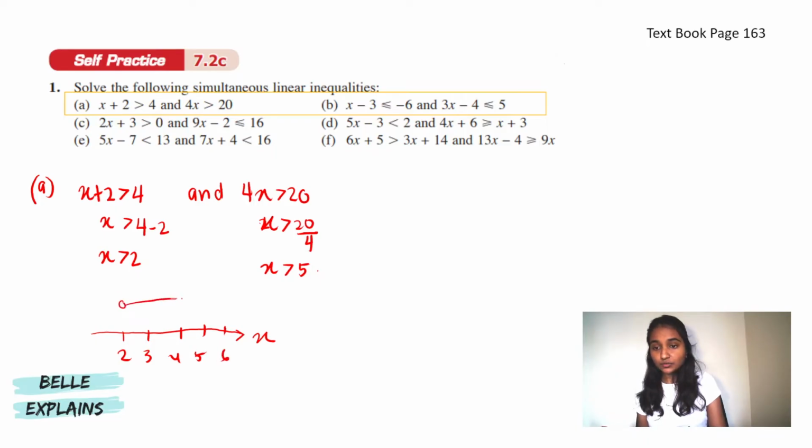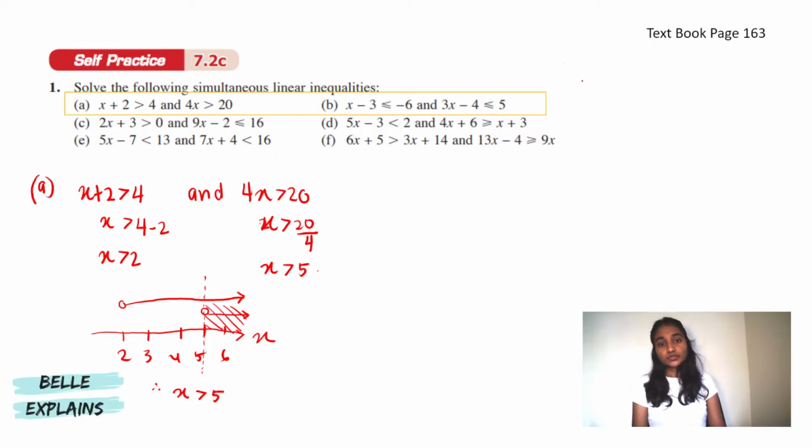This one goes to the right. This one also goes to the right. So what we're going to do now is look at where the intersection happens. It's here, right? So your final answer is x is bigger than 5.